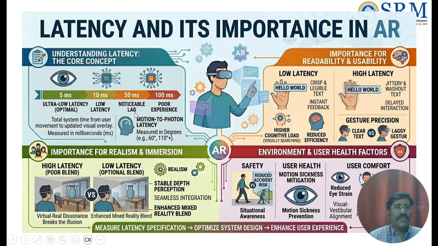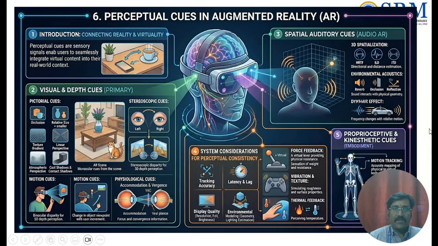Latency is the total system time from the user movement to the updated visual overlay or display. So ultra low latency is optimal, 5 milliseconds. Low latency is 10 milliseconds, and noticeable latency is 50 milliseconds. Poor experience is 100 milliseconds. When there is low latency, it creates very good infrastructural ability and high cognitive load. So latency must be very low. High latency creates a poor experience, low latency creates an optimal experience. So the importance of latency is going to be known in various application motions.